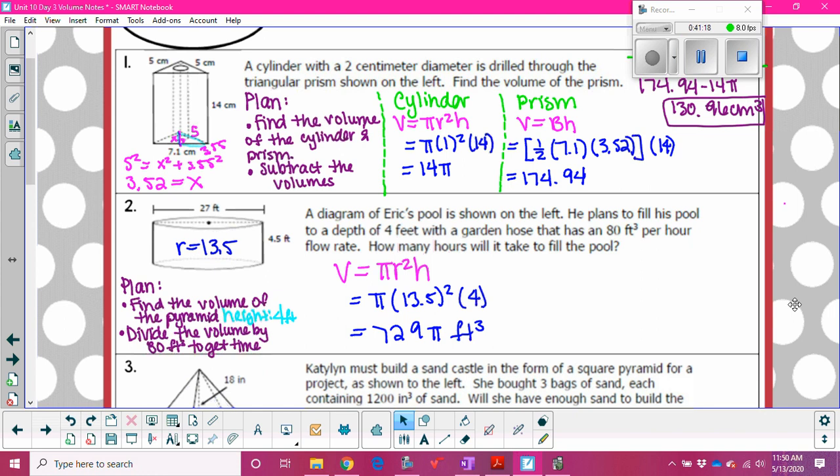Now we need to find the total hours this takes. I'm just going to write down total hours. We are going to take 729 pi cubic feet and divide it by 80 cubic feet, because it's 80 cubic feet per hour. Now when I do this, my feet cubed cancel out, so now we're just dealing with time. The answer that I get is 28.63 hours.